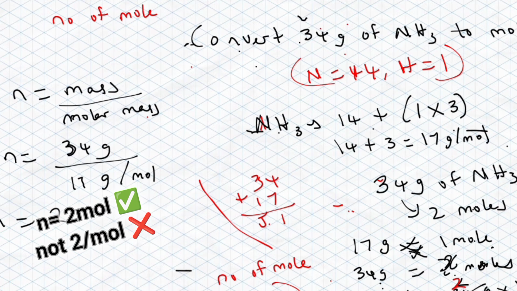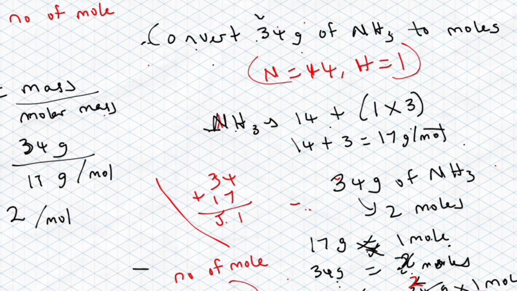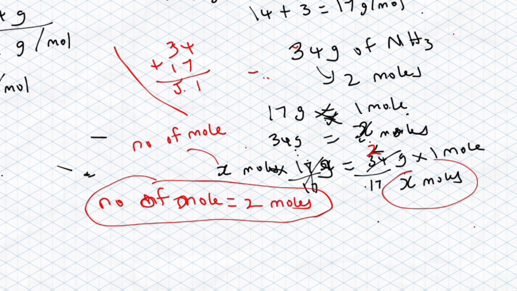So what is the number of mole? The grams cancel, leaving per mole. So that's just it. The number of moles of NH3 in 34 grams of NH3 is basically 2. So we have 2 moles in every 34 grams of NH3. So that's basically it. Now you see with this method we still got the same thing.